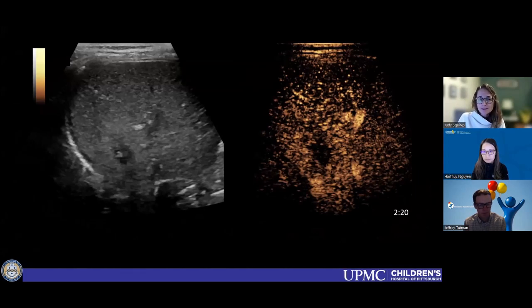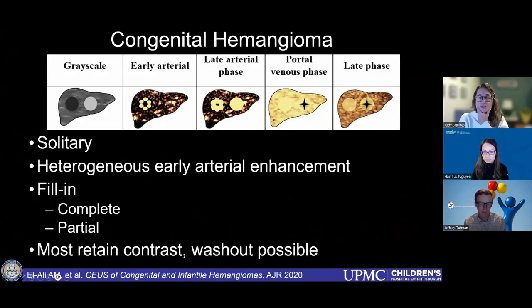So when you look at this delayed phase, look at your background liver parenchyma, it is losing contrast enhancement, but we still have enhancement of those areas that were enhancing of our lesion here. So this is a congenital hemangioma.